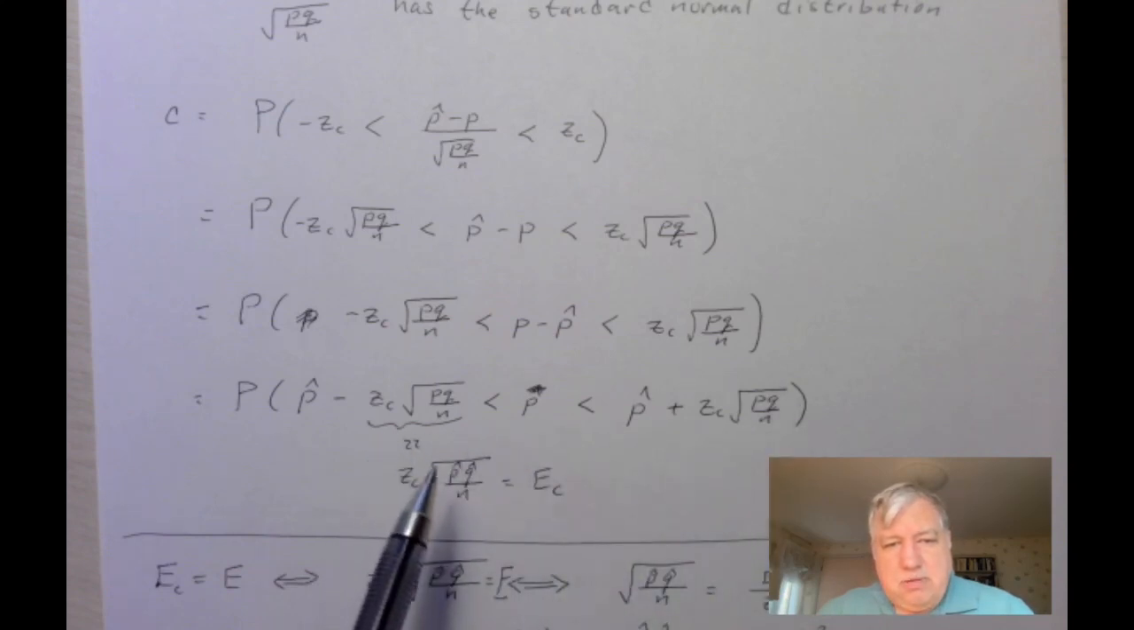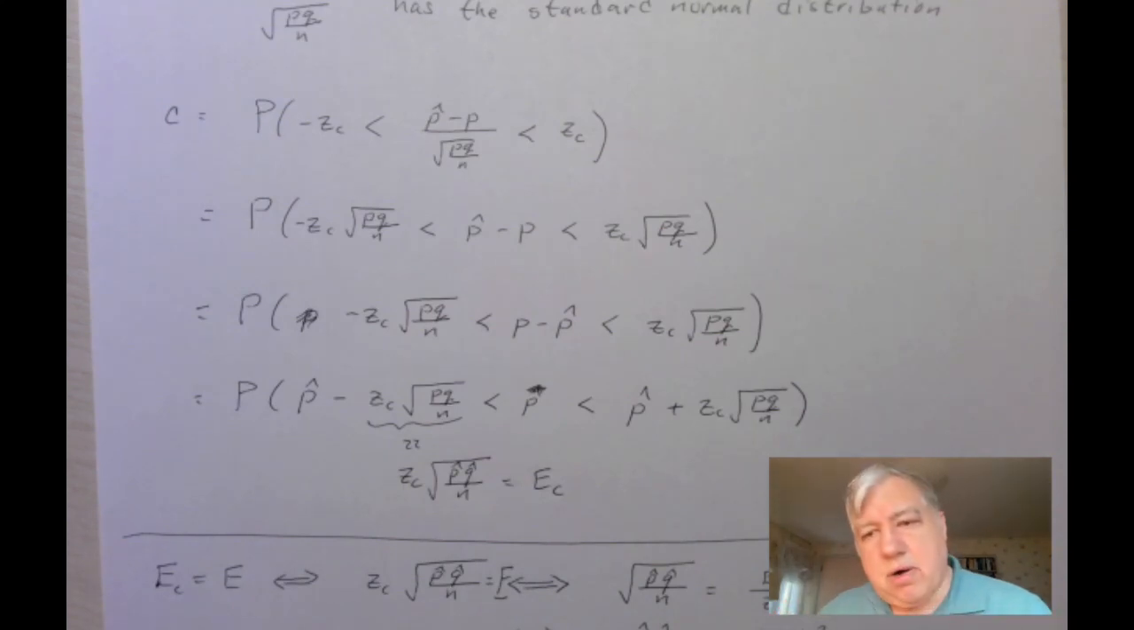Now, the only difference is that we can't just plug in p and q, because we don't know what p and q are. That's what we're trying to estimate. So we use p hat as an estimate for p and q hat as an estimate for q, and this works. So that's where the formula for the margin of error comes from.